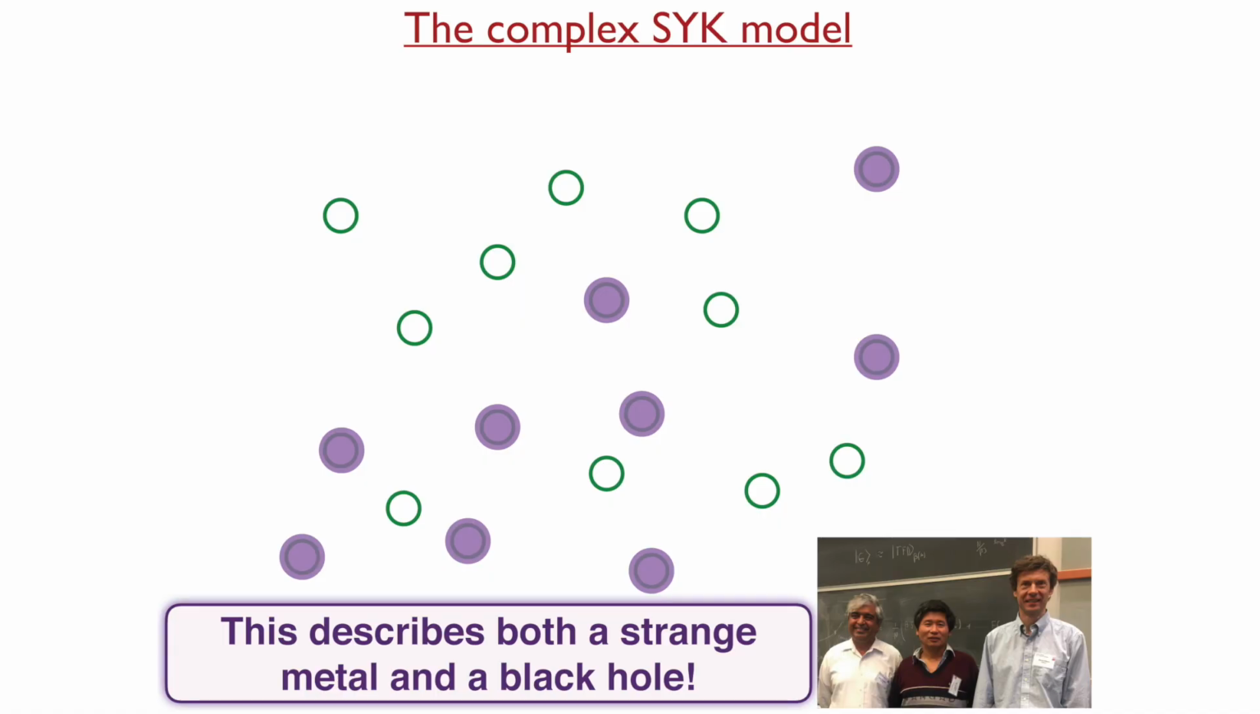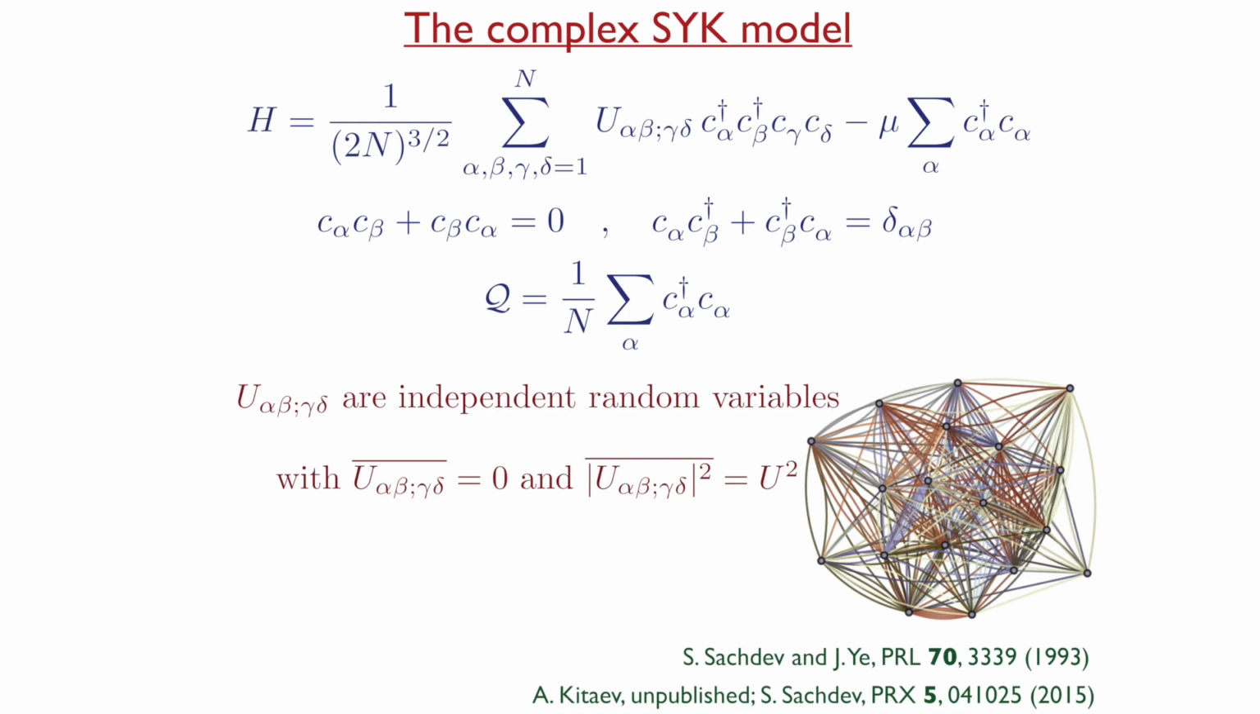Okay, so this model is solvable and has been used to describe strange metals and also black holes, as we've heard yesterday. All right, so let me just summarize. So here's the actual equations. You have some random interaction, which I'll call U. Alpha, beta, gamma, delta are some sort of orbital label. So U's are all independent random numbers, and root mean square value is U.